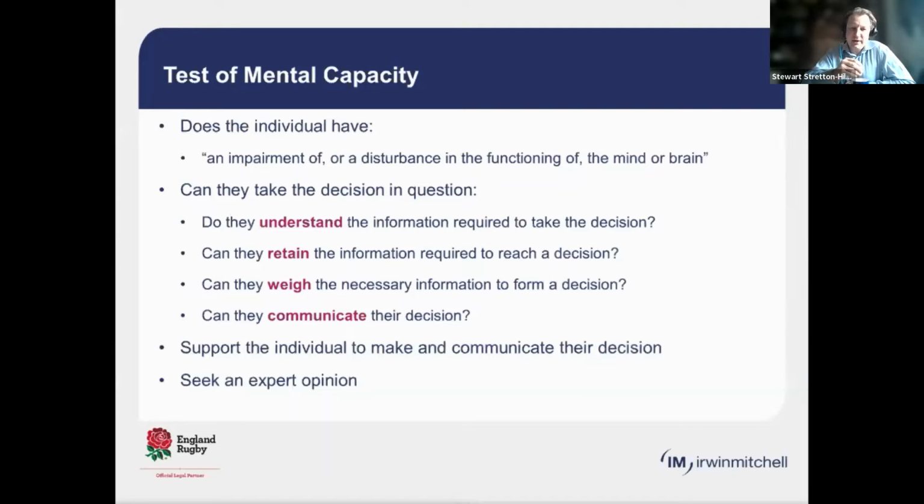Do they have capacity to pay a gas bill? Yes, fine. Do they have capacity to make a complicated tax planning will? Maybe not. And to decide if they can take the decision, you run through this four-stage test. Can the individual understand the information they need to take the decision? Can they retain that information long enough to reach a decision? Can they weigh the necessary information to form a decision? And can they communicate their decision to you?